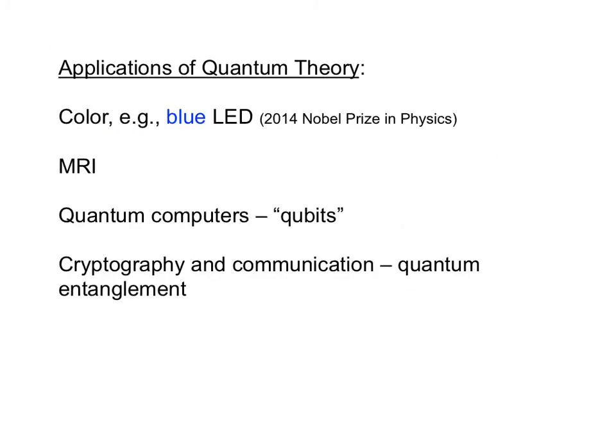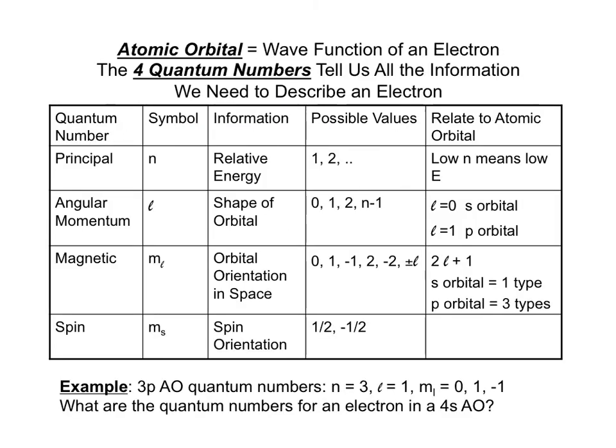Here are a few applications of quantum theory. Maybe you'll be working in one of these areas in your future. An atomic orbital is described by 4 quantum numbers, which tell us all the information we need to know about an electron. Stop the video and review the information about quantum numbers. Let's relate the quantum numbers to the atomic orbital designations.